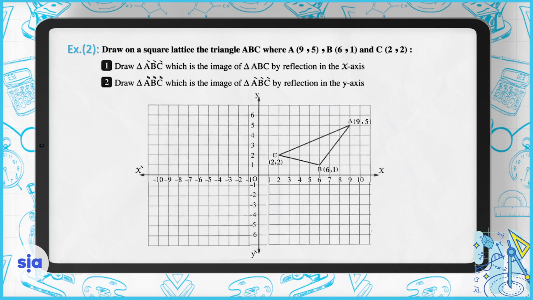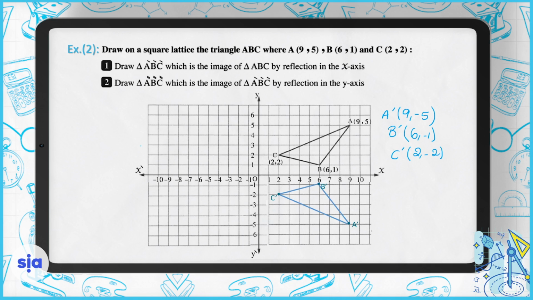By reflection in the x-axis, this means that A will have an A dash as, yes, excellent, x remains as it is, and we change the y. So here is the A dash. About the B dash, B is 6 and 1, so it will be 6 and negative 1. Then go and plot it. C has coordinates 2 and 2. We keep x as it is, we change y, so it's 2, negative 2. We plot it and then we connect between them.